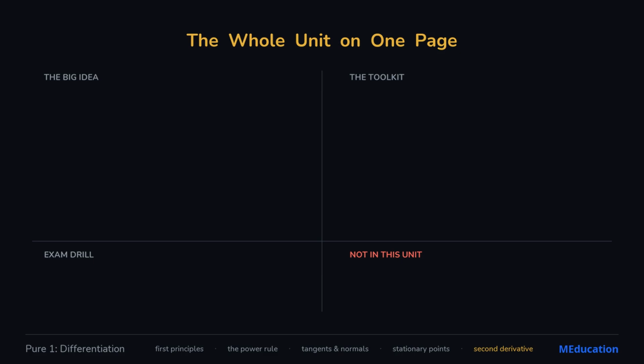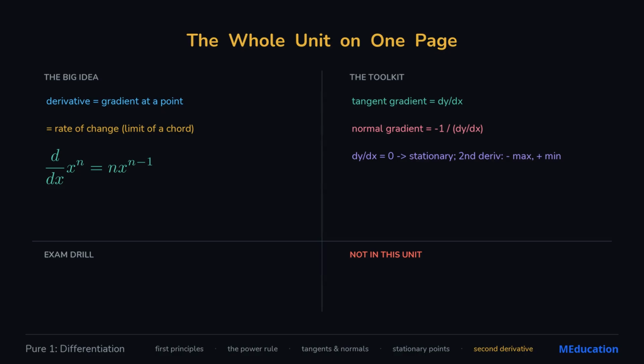On the left, the big idea. The derivative is just the gradient of the curve at a point. The rate of change you find as a chord shrinks down to a tangent. In practice, you never grind that limit. You reach for the power rule.